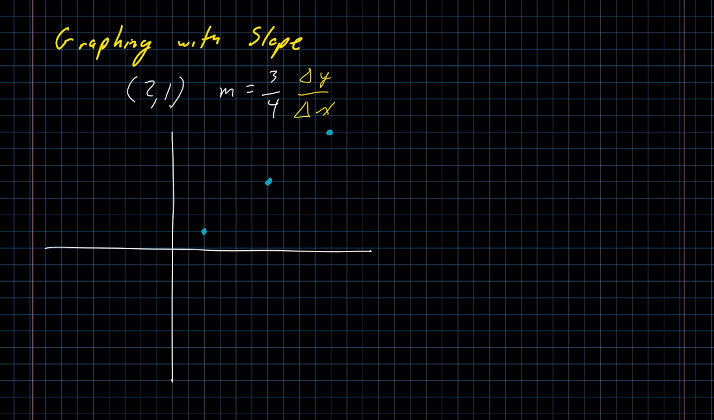The next part is a little bit weird, but once you get used to it, it really will work for you. I can write 3 divided by 4, but thinking about properties of signed numbers, -3 divided by -4 is the same thing as +3 divided by +4. So I can just as easily go in the other direction. Change y by -3, change x by -4 and get to this point, which is another point on the graph. And I can do that again and get this point.